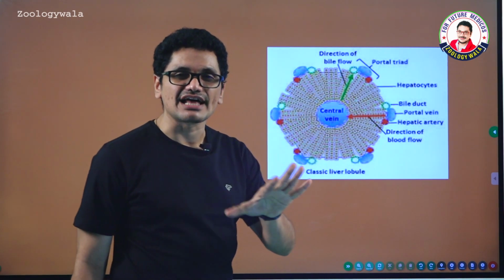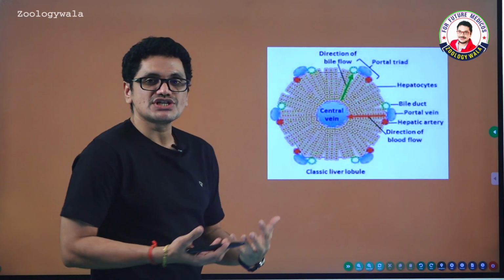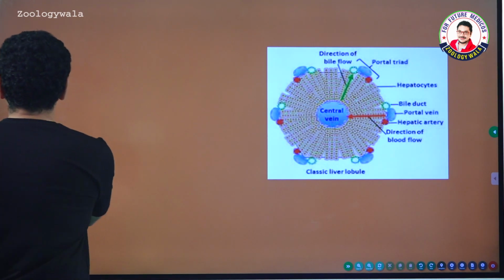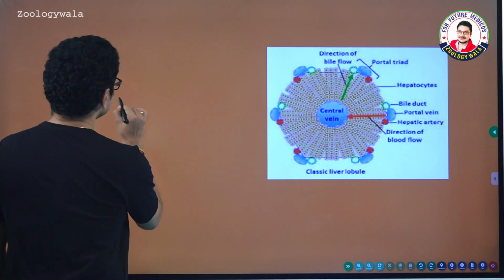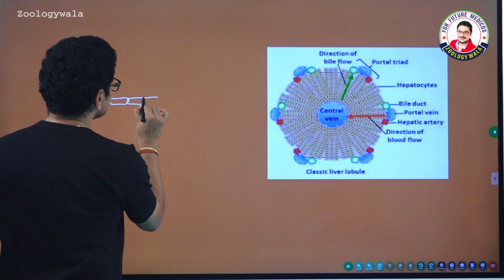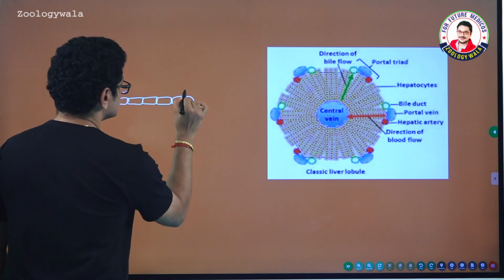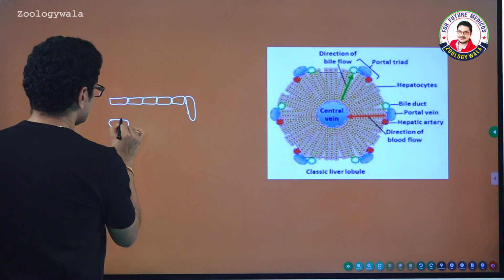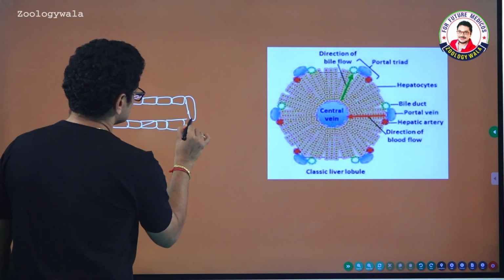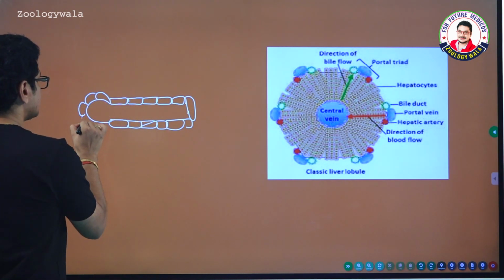the hepatic cells. Hepatic cells, and these hepatic cells will produce the bile. See here the bile. The bile is produced by the hepatic cells. Imagine now all these are the hepatic cells which produce the bile. Okay, so these hepatic cells will produce the bile, and this is the branch of the bile duct.